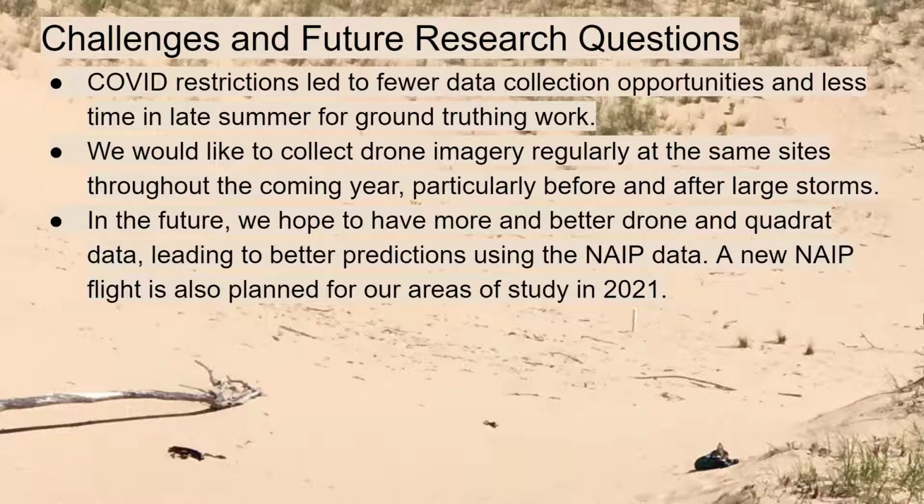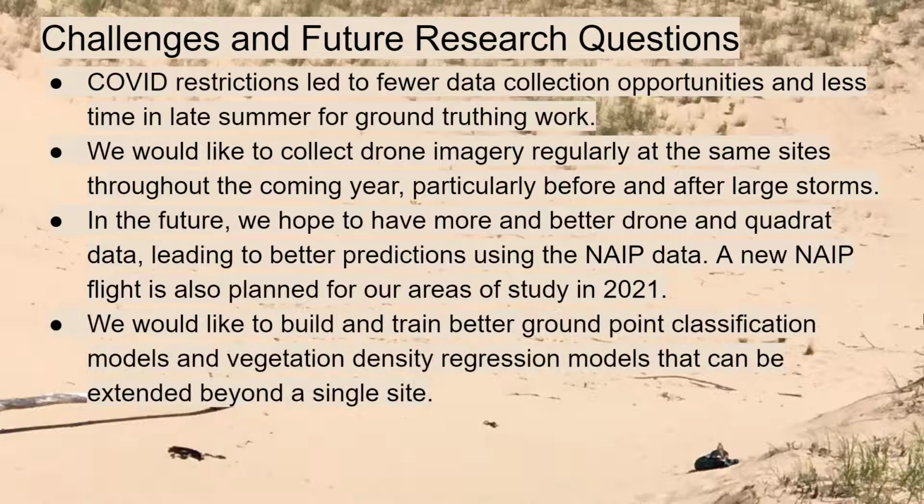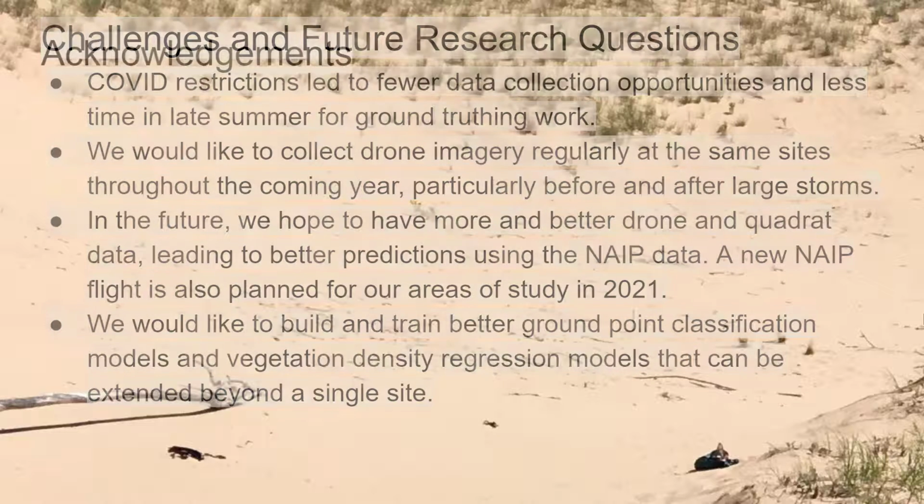In the future, to improve the accuracy in the NAIP regression problem, we hope to have more and better drone data, more quadrat data, and this will lead to better predictions using the NAIP data. Also, there's going to be a new NAIP flight planned for 2021, and that will provide us with new data that will be more in sync with our drone data. Ultimately, we'd like to train better ground point classification models and vegetation density models that can be extended beyond a single site, so trained at one site and then be able to be used in other sites.